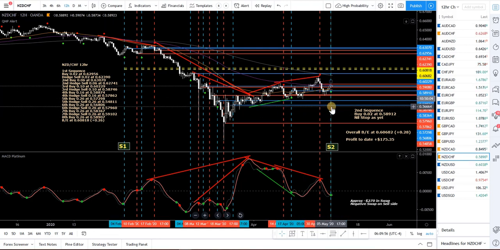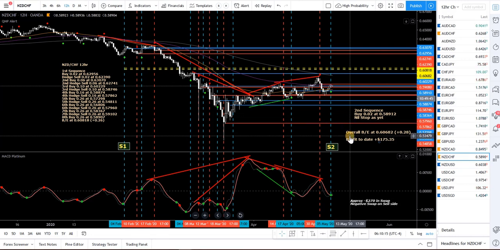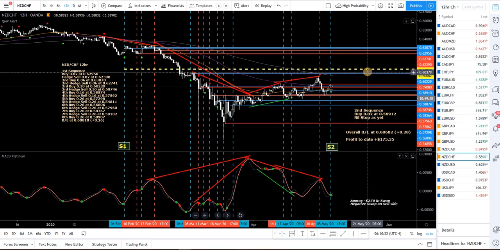It's not a great standalone signal. And I started a second sequence on that same candle also. So I've taken 2 trades in the same candle. This one was an 8th buy at 0.26 at 58907, and this the buy 2 at 58912. Overall break even is 60682. So it's the bottom yellow line there.